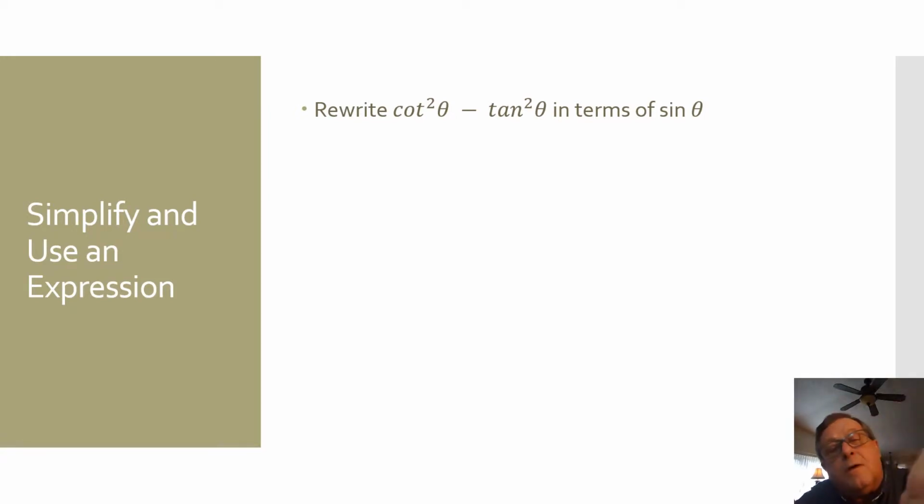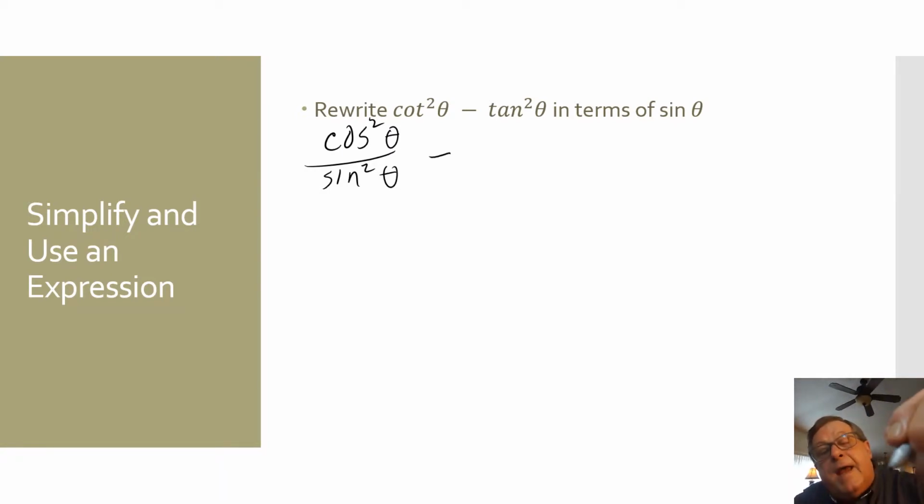Well, the cotangent squared of theta is the cosine squared of theta over the sine squared of theta. And then we're going to subtract from that the tangent squared of theta, and we're going to rewrite that, of course, with a quotient identity, as the sine squared of theta over the cosine squared of theta.